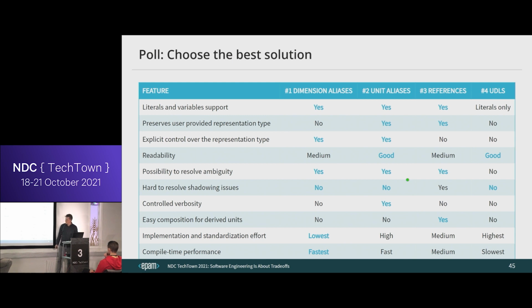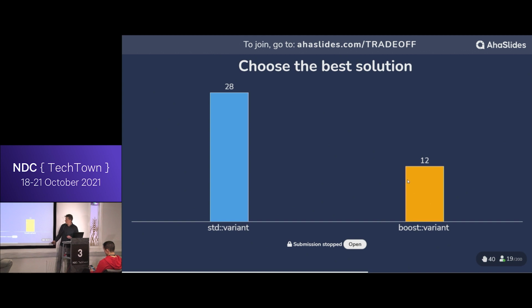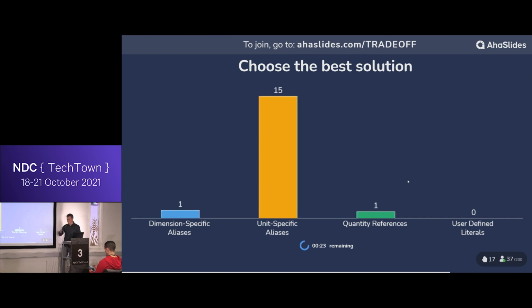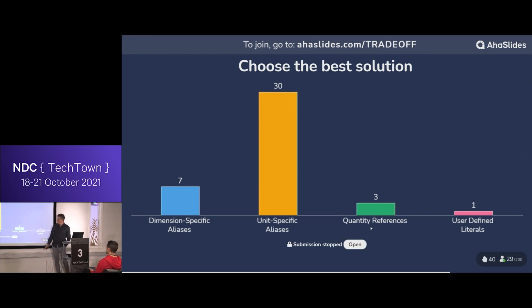So I hope that you are ready to make a choice. Let's come back to our voting platform and try to find out what your favorite is. It seems they have a lot of work to do today, because previous groups always wanted to have quantity references. Okay, so tomorrow we see each other with unique specific aliases in our presentation. See you there.